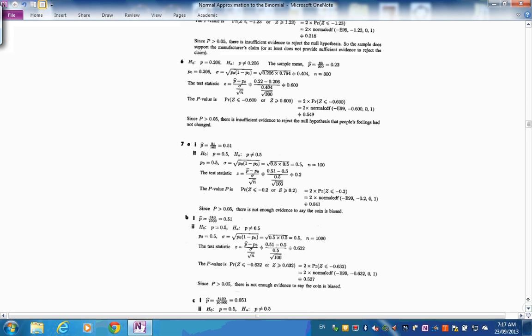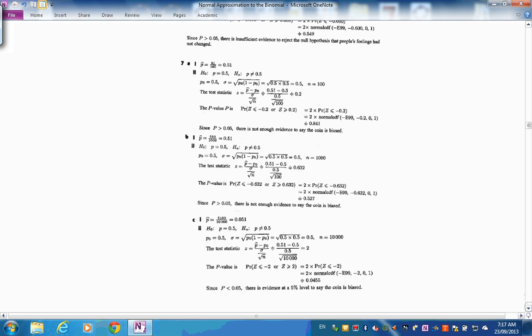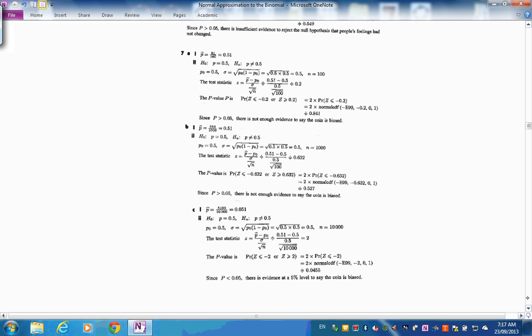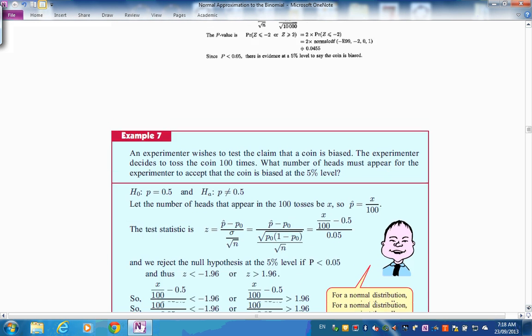Okay, then the last one, 7's a bit longer. Have a look and see if that helps you. And just be careful of your statements at the end of a hypothesis test. Okay, let's go on. What else can we do with this idea now?